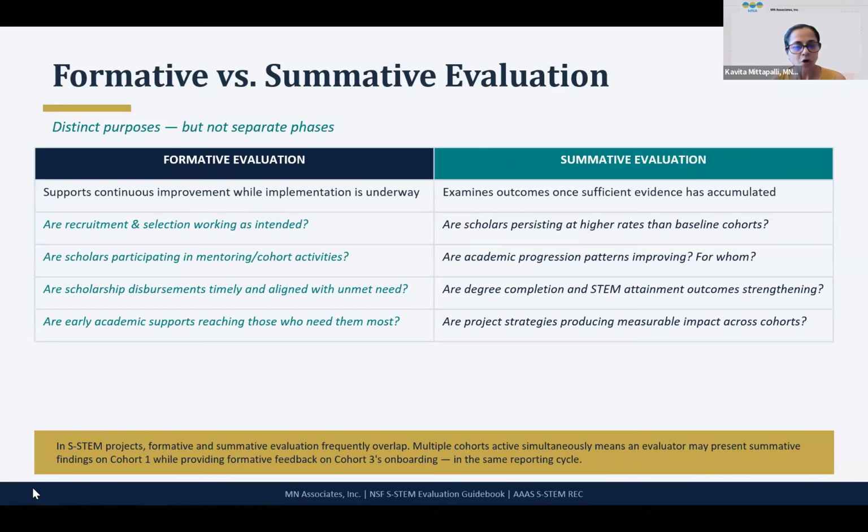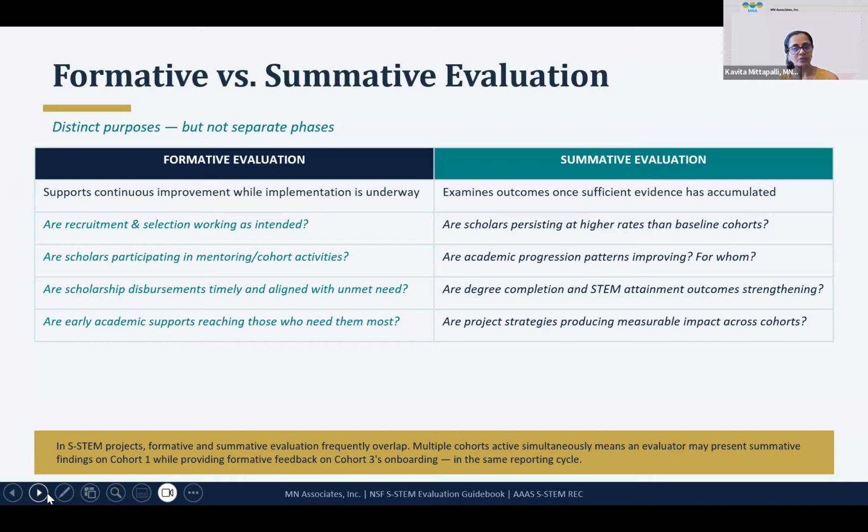Okay, so most of you already know about formative and summative evaluation, right? They are distinct purposes, but they happen in separate phases, and sometimes they overlap, right? So the formative evaluation essentially asks very process-oriented questions, right? So to what extent are the scholar selection processes working as designed? There are some examples of formative questions, right? Are the scholars participating in mentoring or in tutoring or any other evidence-based practice that you have in your project? To what extent the early academic supports are reaching those who need them the most?